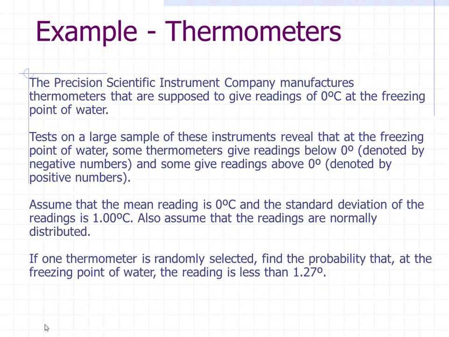So here's an example. We have a company that makes thermometers, and they are supposed to give readings of 0 degrees Celsius at freezing, and they've also found that the standard deviation of the readings is 1. So if one thermometer is randomly selected, find the probability that at the freezing point of water, the reading is less than 1.27 degrees. Now, this is easy because our mean is 0 and our standard deviation is 1. That's the same as a standard normal curve.